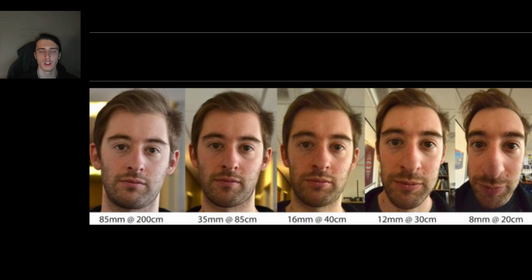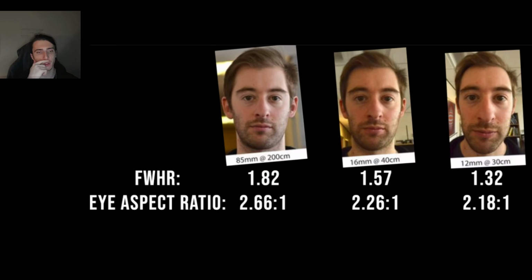Here you have the classic example, this photo is very popular. A dude took photos in the same lighting, in the same place, at the same time, with different lenses, and here you can see the results. I actually measured two things to illustrate how important this is. The 85mm got a face width to height ratio of 1.82, which is average, but 16mm got 1.57, it's over, okay? And 1.32 with the 12mm, it's beyond over at this point.